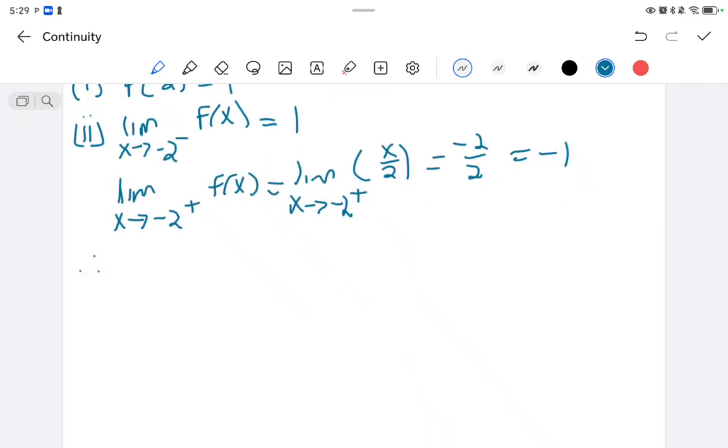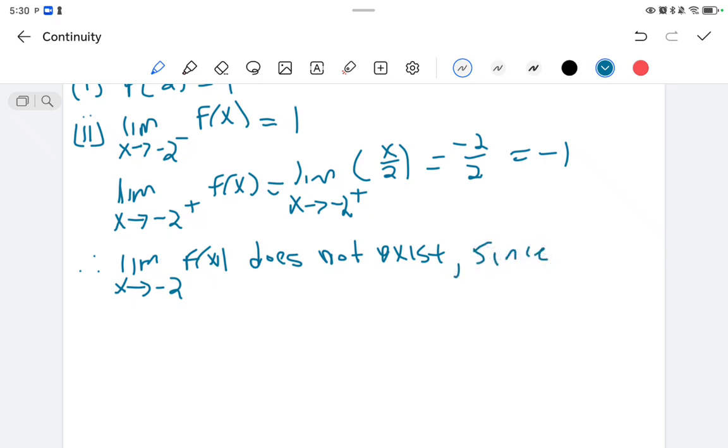Therefore, the limit as x approaches minus 2 of f of x does not exist. This limit does not exist since the limit as x approaches minus 2 from the left of f of x is not equal to the limit as x approaches minus 2 from the positive of f of x.